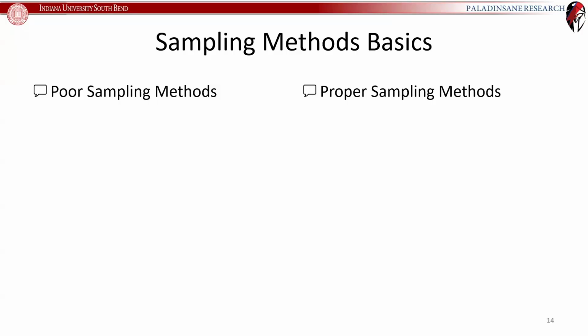So for example, poor sampling methods. One poor sampling method is called a convenience sample. And a convenience sample consists of a sample taken from a population, but only of individuals who are easy to reach. So it's right there in the name. These are not people chosen at random.